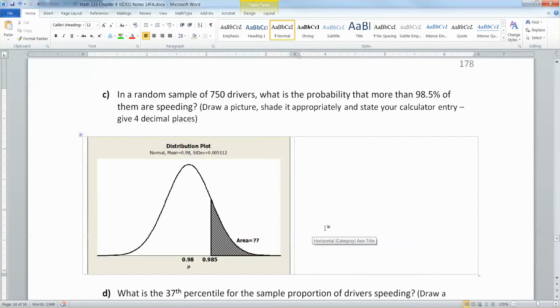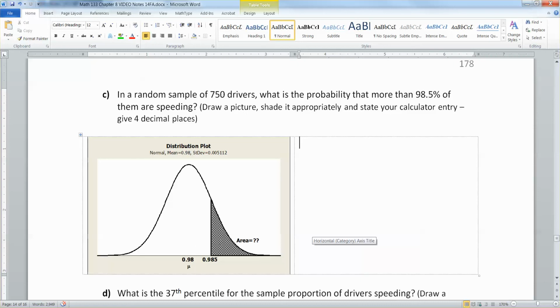Let's move on and do this first part right here for part C. It says, in a random sample of 750 drivers, what is the probability that more than 98.5% of them are speeding? Draw a picture, shade it appropriately, etc. So I've got the picture already drawn here.